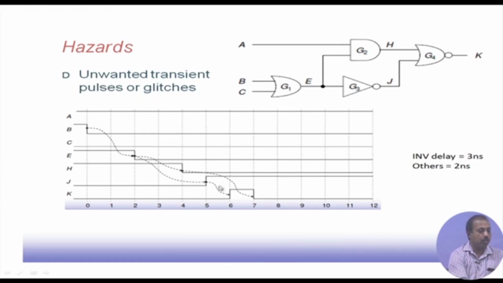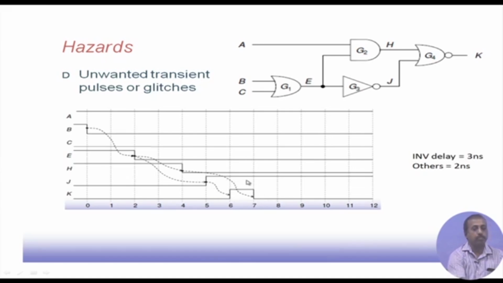Now, this OR gate has a delay of 2 nanoseconds. So for some time it finds that both the inputs are 0: H is also 0 and J is also 0. So the NOR gate output becomes equal to 1, and after some time, when the inverter output rises, this will fall back and become 0 again. So this is a hazard.